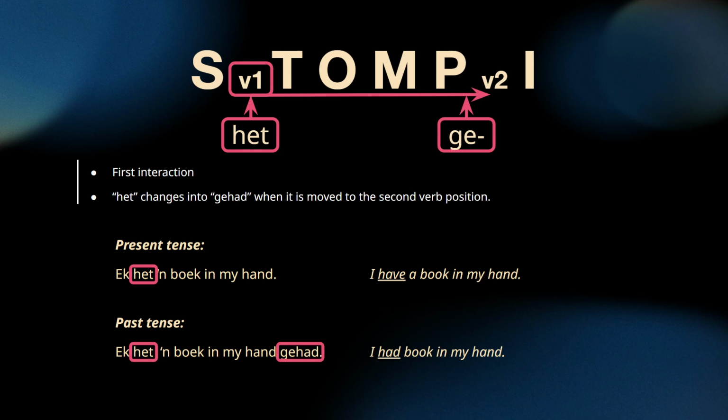Now, in the past tense, I'm going to insert my past tense indicator het, and my verb that used to be in my first verb position is going to move to the second verb position, gain the prefix ge, but also change its form into gehad. Ek het 'n boek in my hand gehad. This is going to become important when we tackle more advanced sentence structures, and these two verbs might end up in the second verb position together, so we want to distinguish between them. You'll also notice that gehad, even though it's spelt with a short vowel, is pronounced with a long vowel. Ek het 'n boek in my hand gehad.